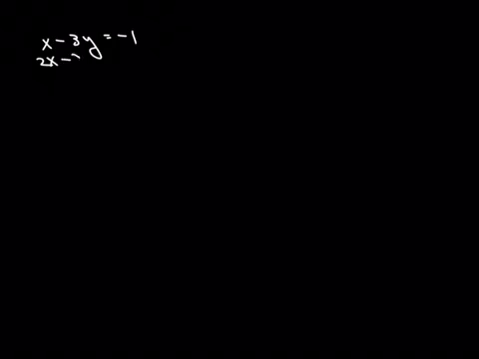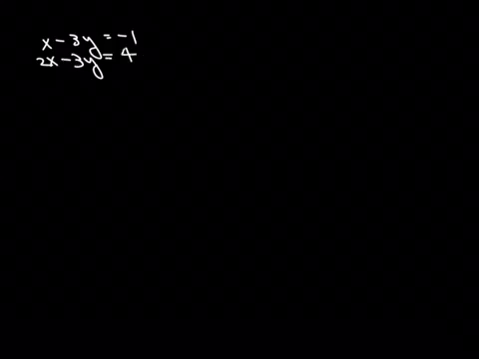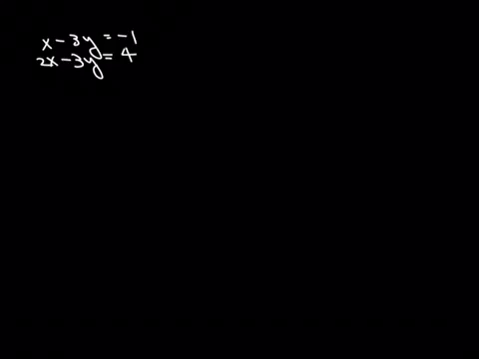Okay, so let's look at example number 3. x minus 3y equals negative 1. 2x minus 3y equals 4. Okay, now this is very much like the ones we did with elimination.